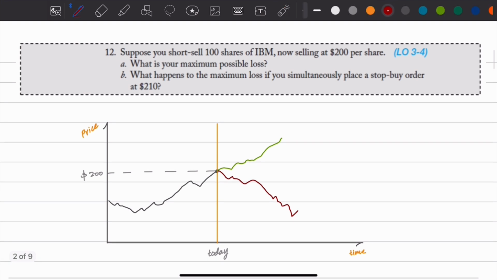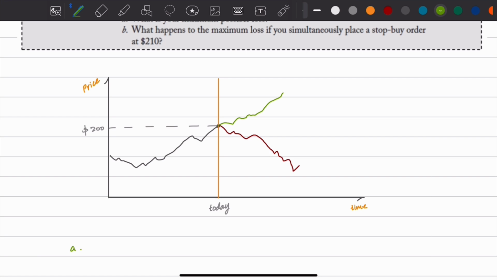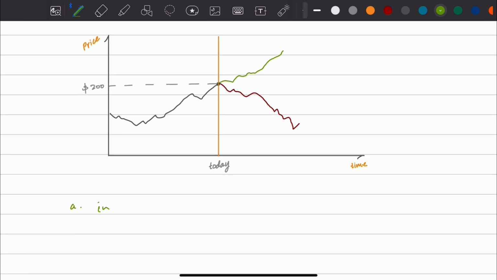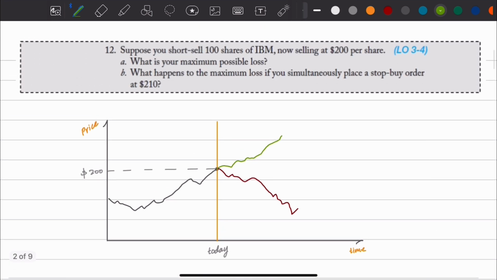So to answer this, part A, what is your maximum possible loss? We could say something like, in theory, the maximum possible loss is unlimited. So that is the answer to part A. Now let's read part B.